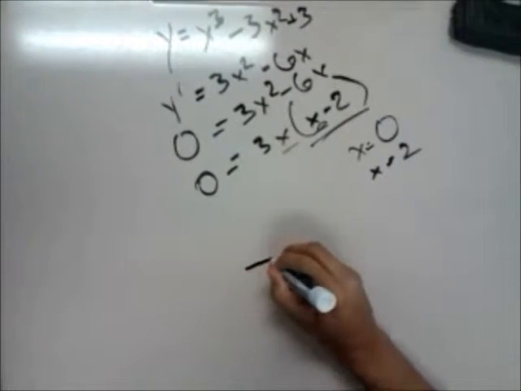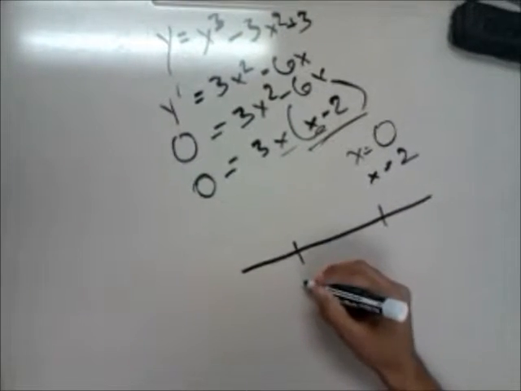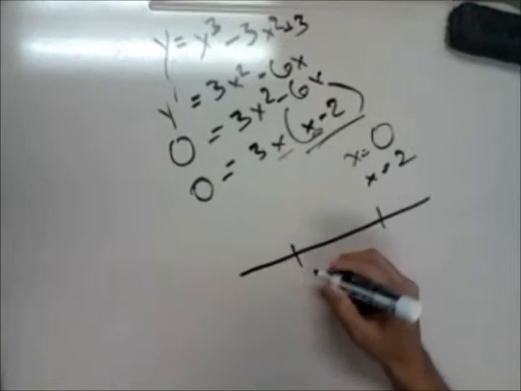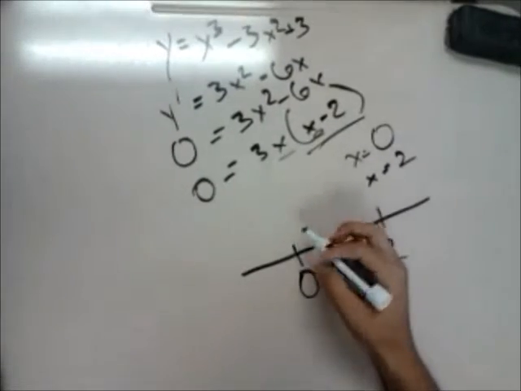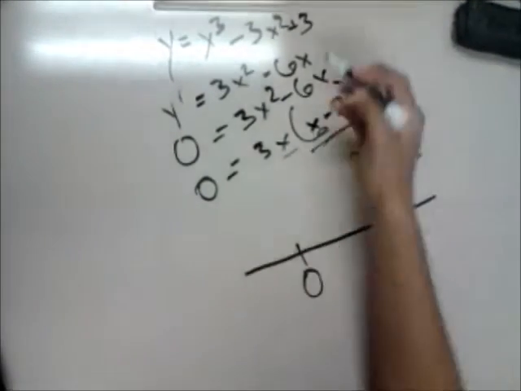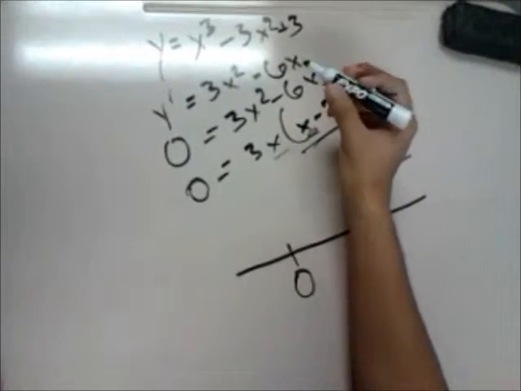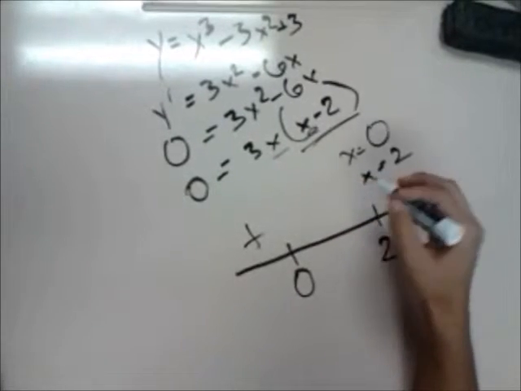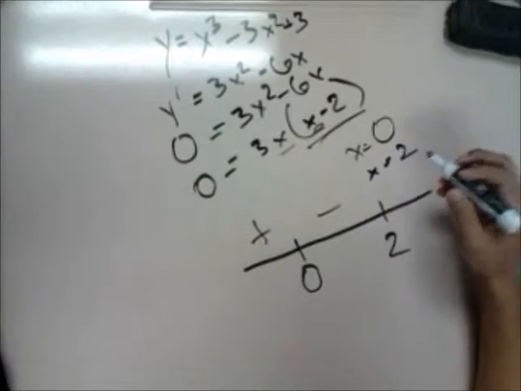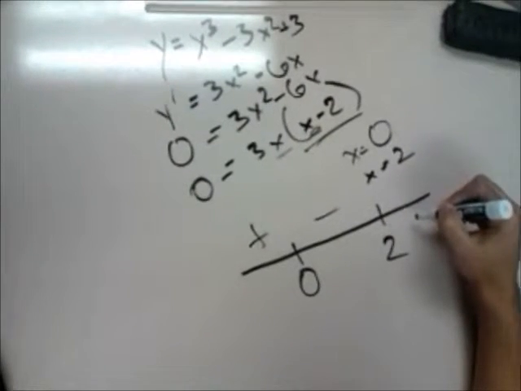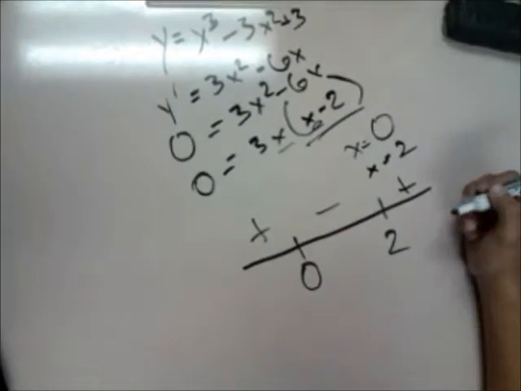Alright, so now we do this thing to find where the max and mins are. So here's the 0 and here's the 2. Now we choose a number below 0, say negative 1. We plug it into the original equation. This would be a positive number. Now we put 1 in between, so 1, and that would be a negative. Now one that's higher than 2, like 3, you put in the original, it's going to be equal to a positive number.